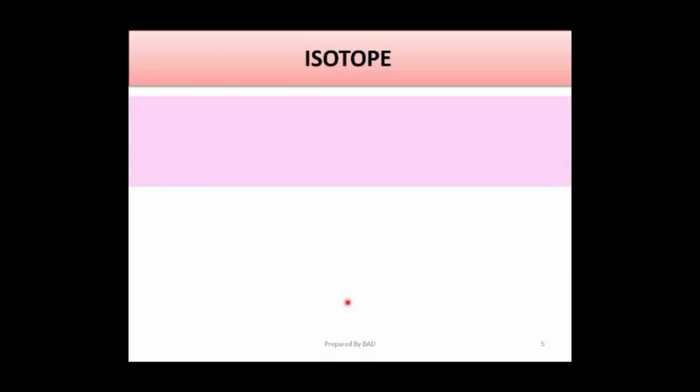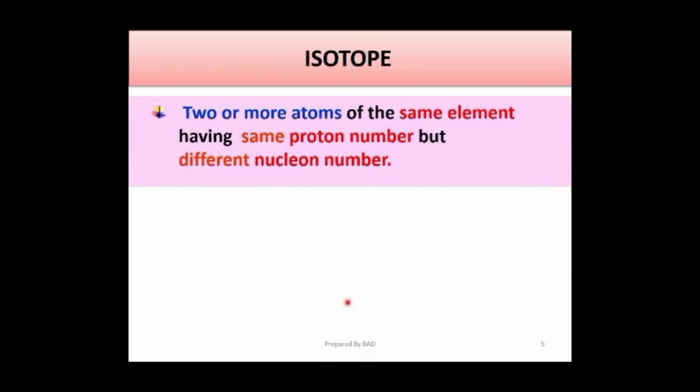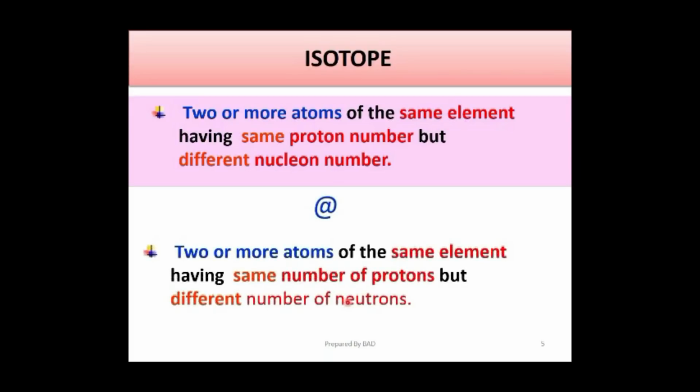Okay, we go to isotope. What is isotope? Isotope is two or more atoms of the same element that have the same proton number but different nuclear number. Or we can define isotope as two or more atoms of the same element having the same number of protons but differing in number of neutrons.